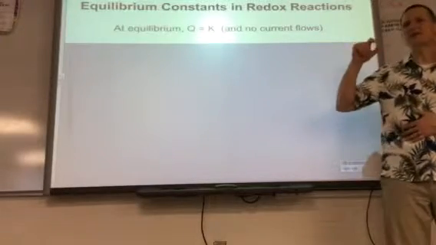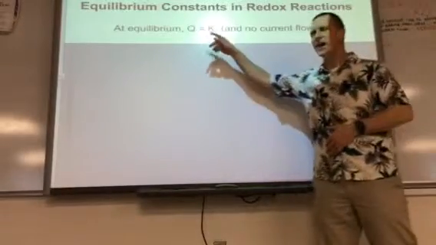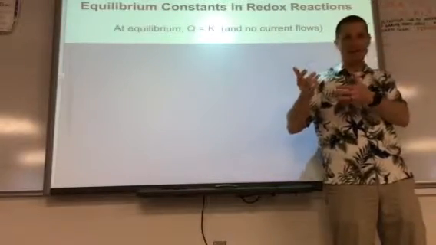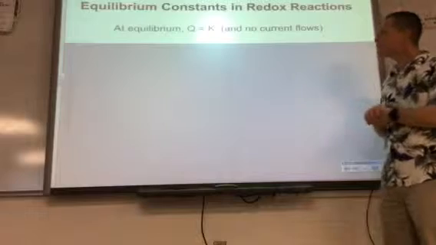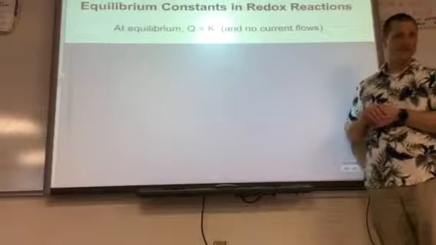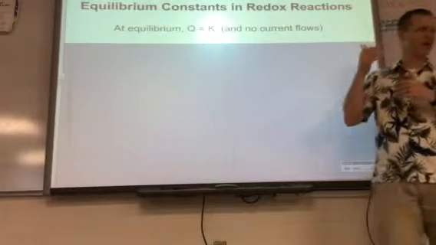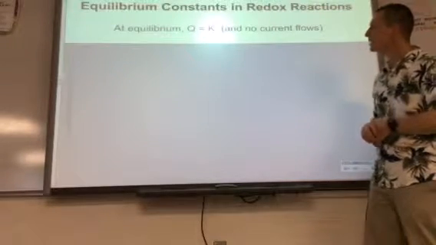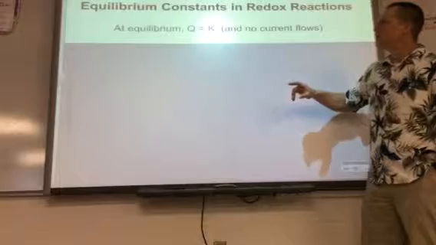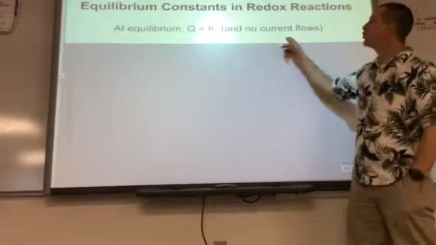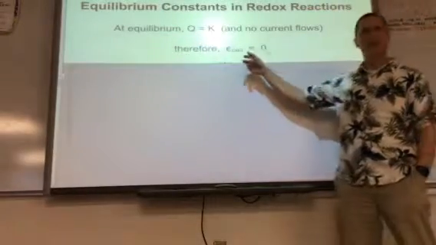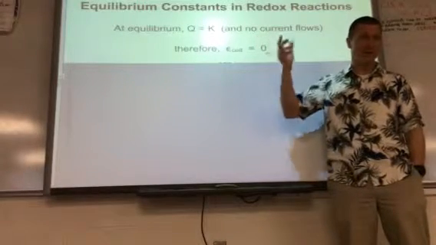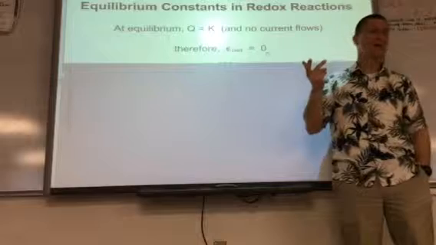So at that point, the Q value, the status of the reaction, is now K. Because the reaction stopped. And remember, K is the ratio of products to reactants at equilibrium when the reaction stops. So because of that, if no current is flowing, that means that the cell potential is 0. Because if the cell potential weren't 0, you'd still have current flowing.